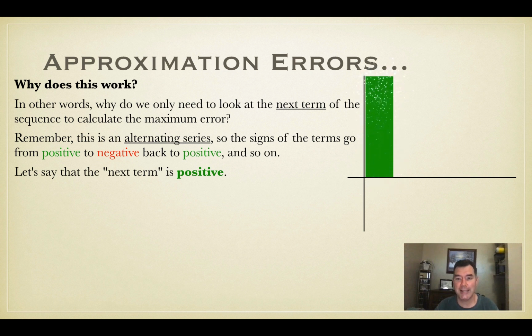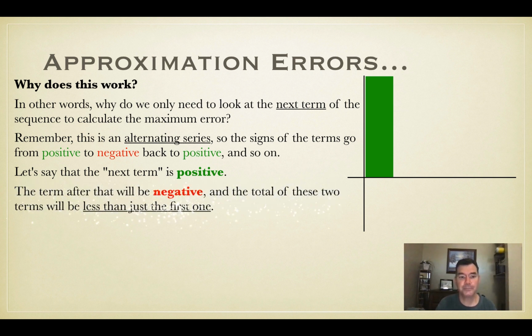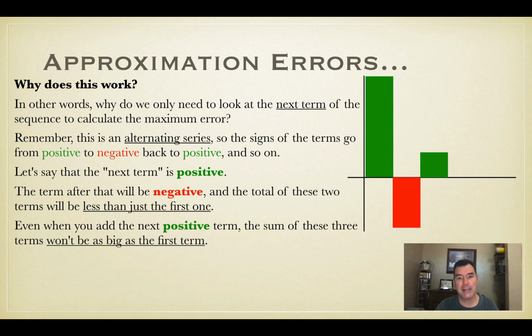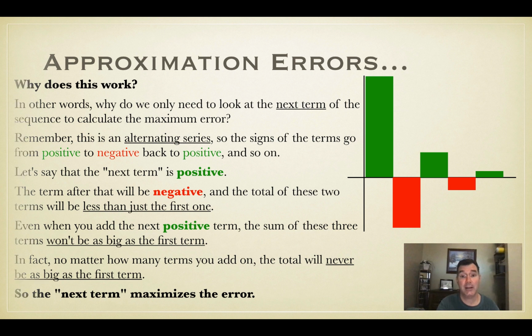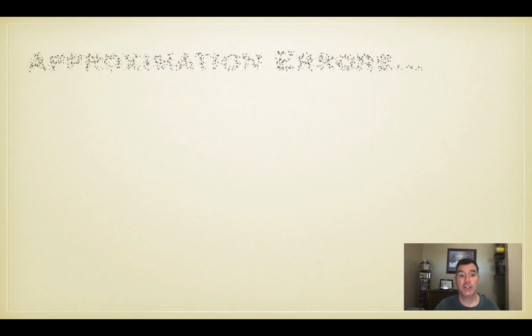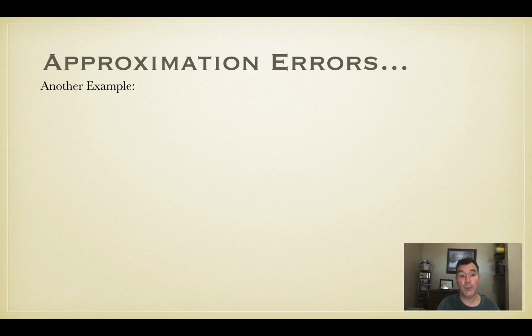So let's just arbitrarily say that the next term, after I've done my partial sum, is positive. Well, the term after that is going to be negative. And so if I add those two together, that's actually going to be less than just the next term by itself. That's going to be less than just the green rectangle by itself. And then if I keep on adding positive and negative terms, the overall sum is never going to be as big as that first next term that I found. So the next term is actually going to be bigger than any other approximation of an error that I could find.